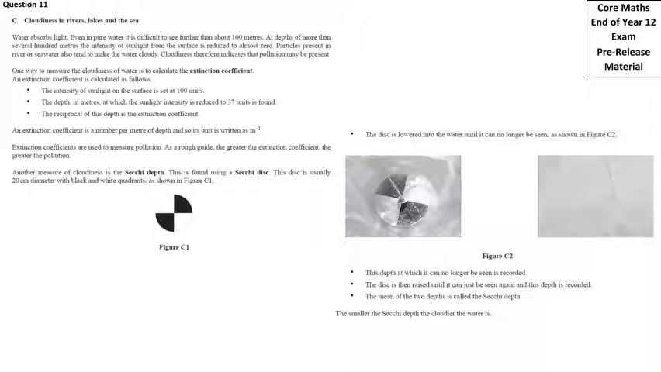This was the pre-release material for question 11, and there's a couple of key bits in here that we needed to use in the question. So it asks about the extinction coefficient, and it tells us here about how we can calculate that. And also the last part of the question talked about the Secchi depth as well. Hopefully, if you've done the work beforehand using the pre-release materials, these ideas felt fairly familiar.